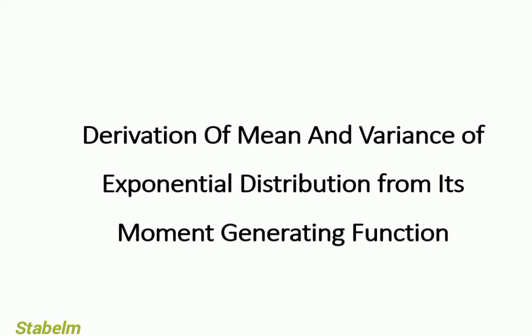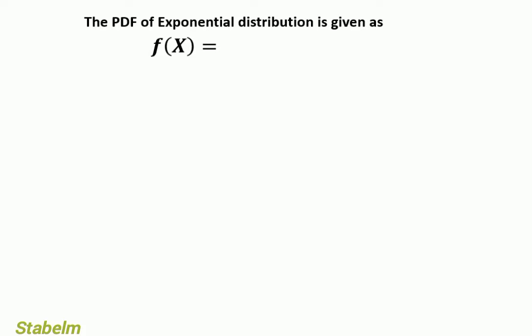But first of all, let's state the PDF of an exponential distribution. We said the PDF, which is the probability density function of an exponential distribution, is given as f of x equals lambda exponential raised to power minus lambda x, where x is a member of the interval 0 to infinity. That is positive infinity. That's the limit of this exponential distribution. Now, this lambda is the only parameter.